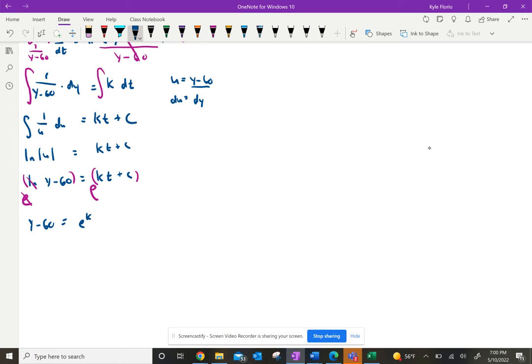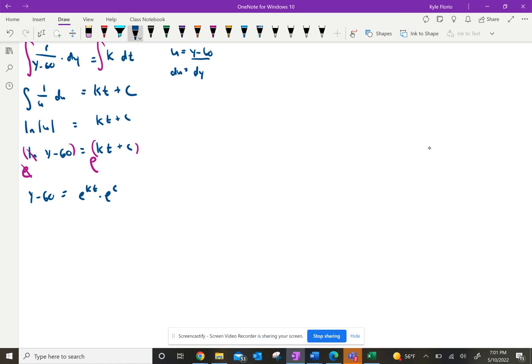e to the kt plus c, which is the same thing as e to the kt times e to the c. And the reason why I did that is because e to a constant is just a constant. So this is y minus 60 equals e to the kt times some constant. Add 60 to both sides and we're done. So very, very similar to the exponential growth and decay problems, except this plus 60 is the slight difference here.